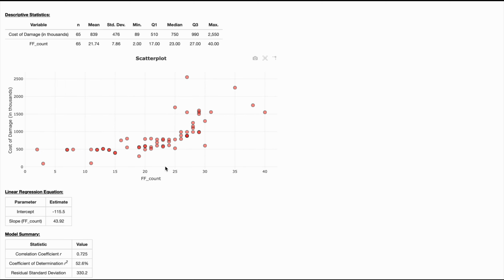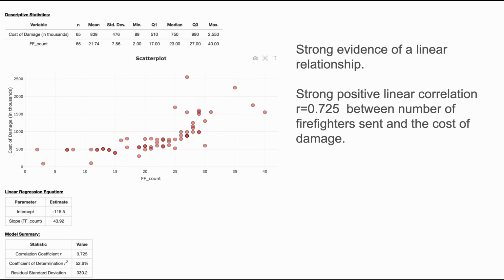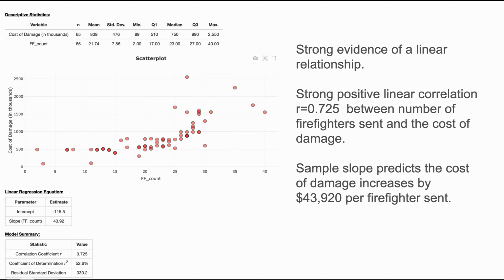Now this graph looks at the number of firefighters that go to a fire and the cost of the damage in thousands of dollars. So we see this here, and we look at the correlation, and we see that it is 0.725. And so we go, whoa, that's strong evidence of a linear relationship. It seems like there's a strong linear relationship between the number of firefighters sent and the cost of the damage. If I look at the slope, which was $43.92 thousand, it predicts that the cost of the damage increases by $43,920 per firefighter sent.